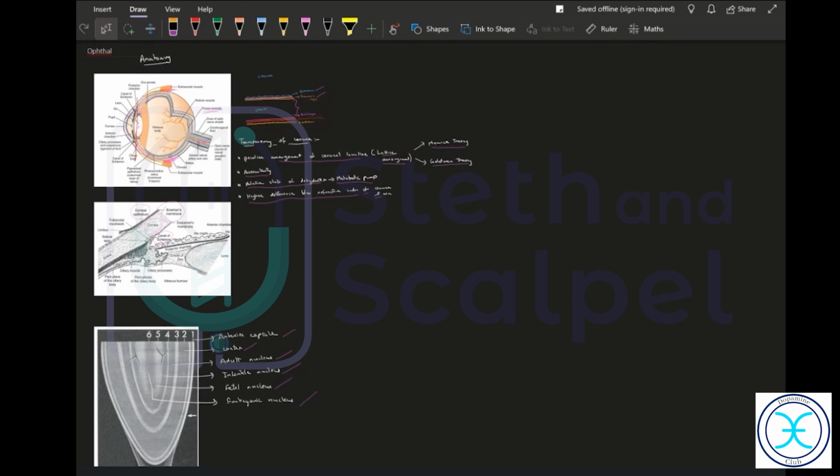Or A scan, B scan, anything. Your formula for calculating the length, the IOL power. The name of the Biometry formula. Sanders result graph formula.